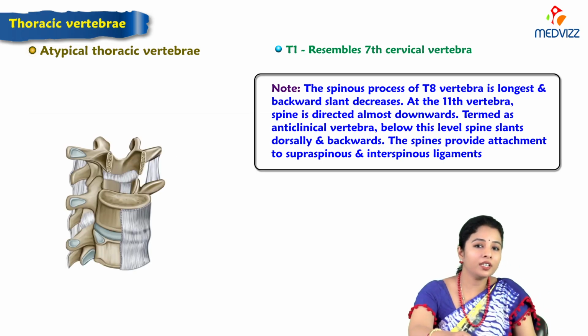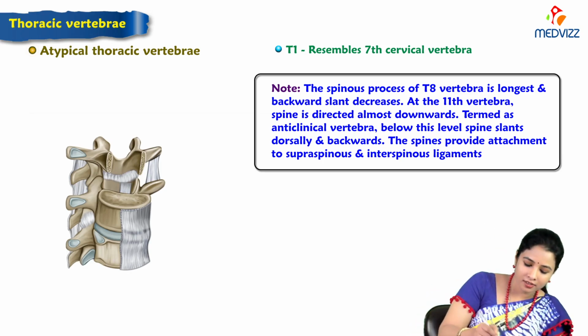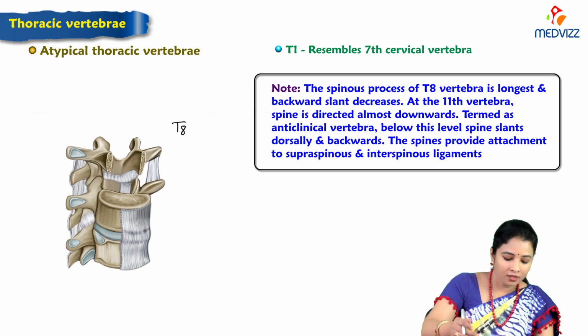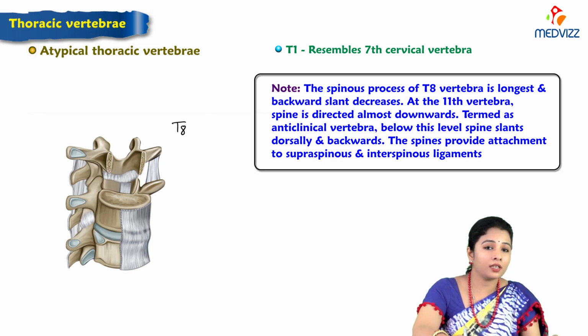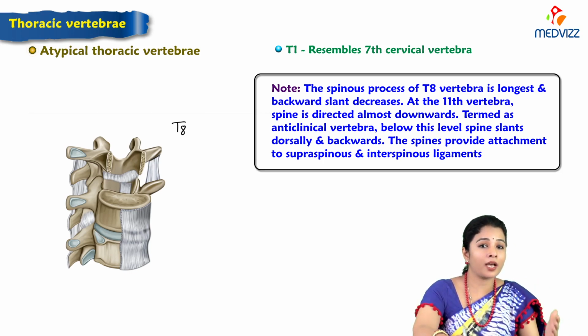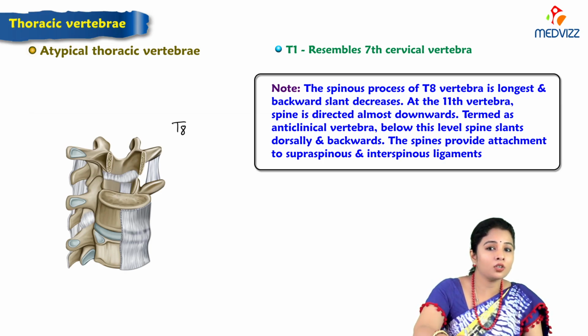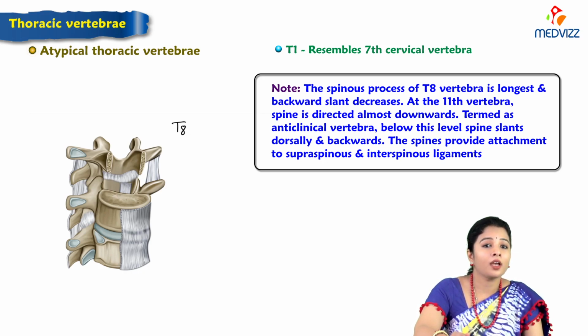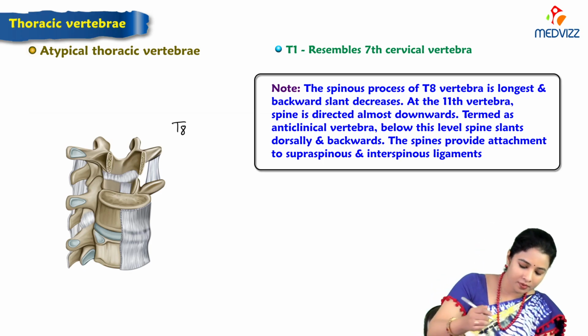So one thing we can note at this point is that the spinous process of T8 is the longest among all the vertebrae, and as we move downwards the back slant decreases, and at the 11th vertebra the spine is directed almost downwards and it is termed the anticlinal vertebra, and below this level the spine slants dorsally and backwards. The spine provides attachment to the supraspinous and interspinous ligaments.